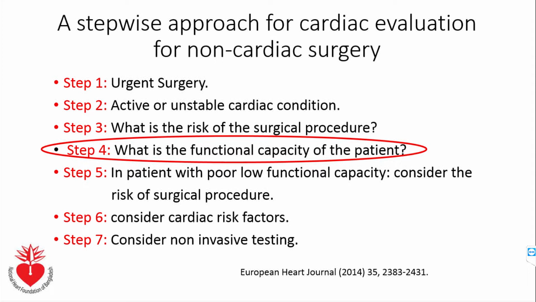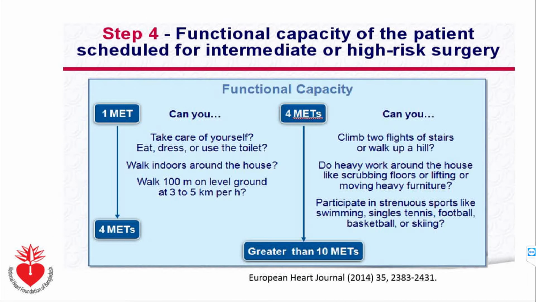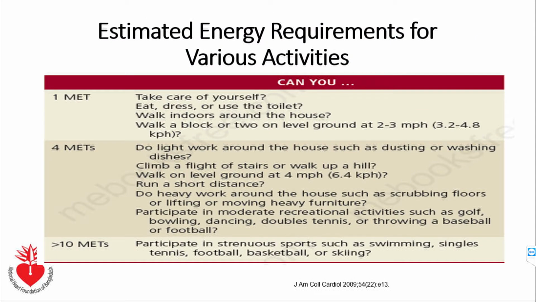The functional status of the patient should be assessed, and this should be assessed by the Duke functional status score. If the patient can take care of himself, if he can eat and dress normally, if he can walk 2 blocks on low ground, then the patient has 1 to 4 METs. That is the mild functional status he can maintain.